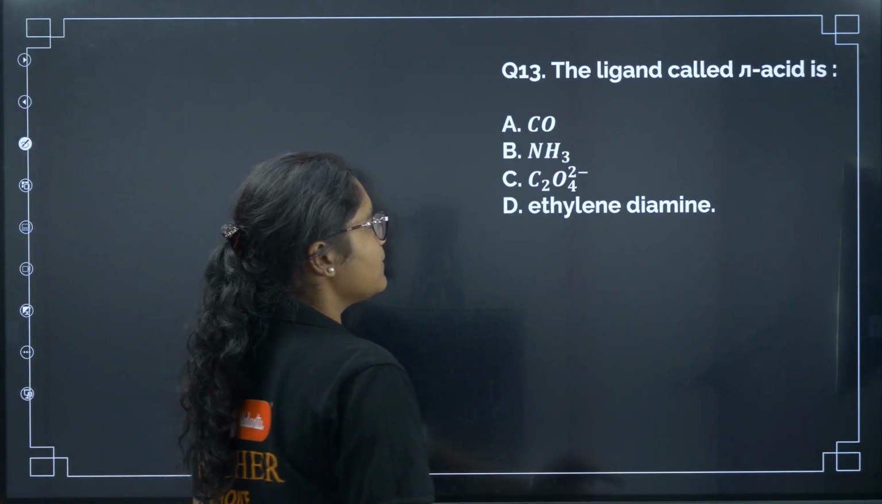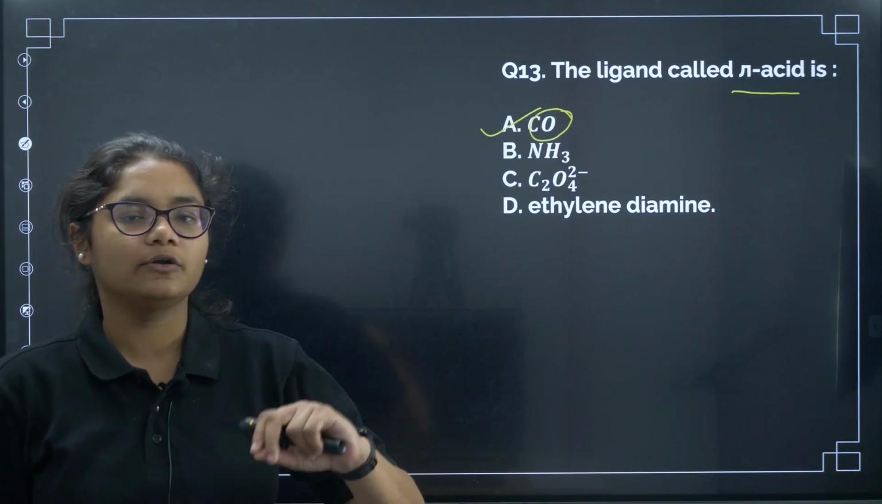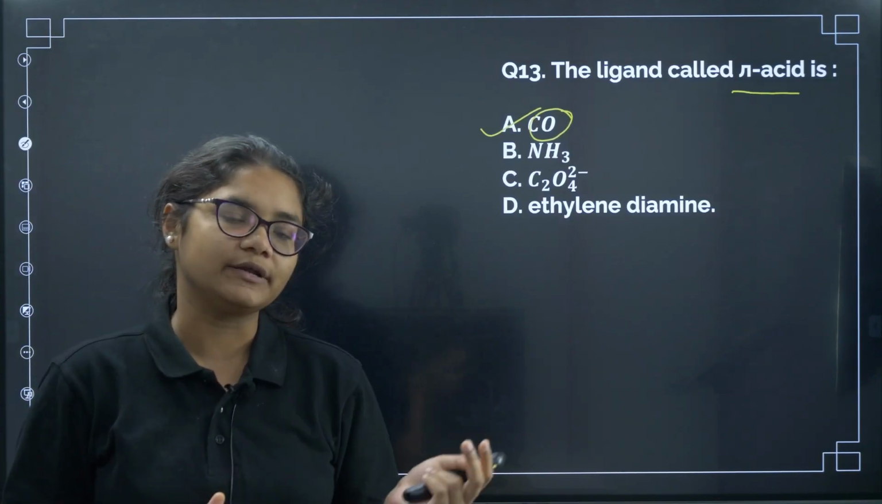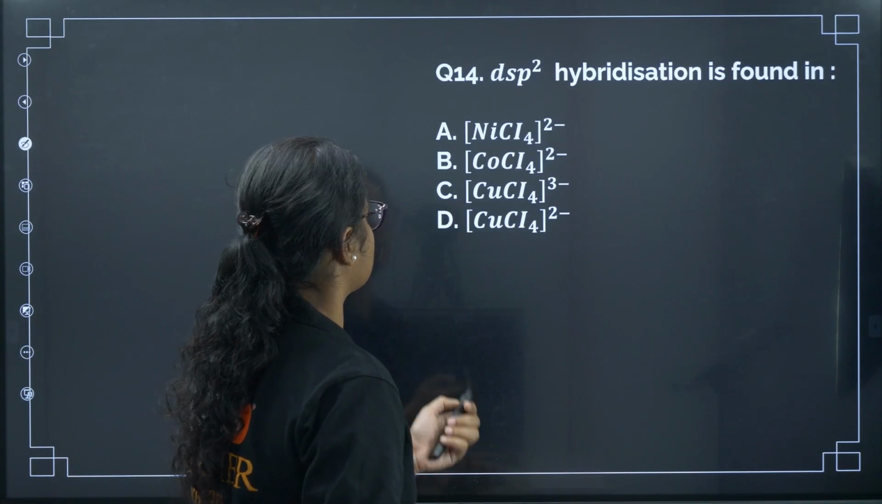Next, the ligand called pi acid is... So CO ligand is a pi acceptor ligand, we know. It can donate electrons to the metal and also it can accept electrons from the metal. So that is why it is a pi acid ligand. Correct answer is option number A.